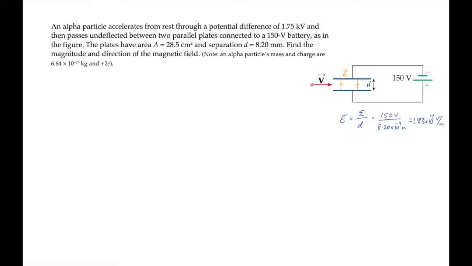Now let's find the alpha particle speed as it enters the region between these two plates. We're told the alpha particle starts from rest and accelerates through a potential difference of 1.75 kilovolts. Because the particle's kinetic energy increases, conservation of energy tells us that its potential energy must decrease. The charge is positive, so this potential difference must be negative.